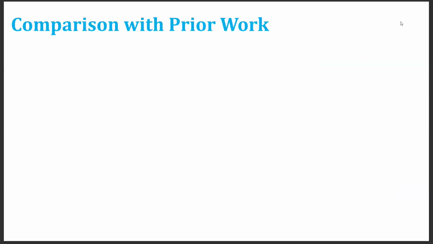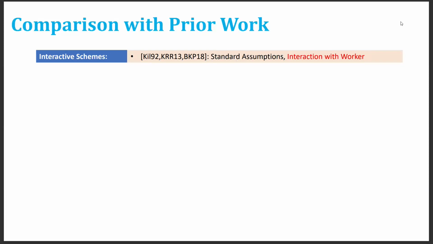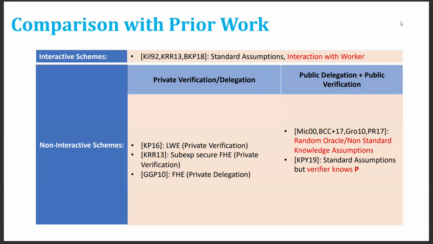Let me quickly go through what the current state-of-the-art works are. If you look at interactive schemes where the verifier and workers are allowed to interact with each other, then we have several works from standard assumptions, starting from Killian's work in 1992. In the non-interactive setting, if we are willing to have either private verification or private delegation, then again we have a number of works from standard assumptions like LWE, FHE, etc.